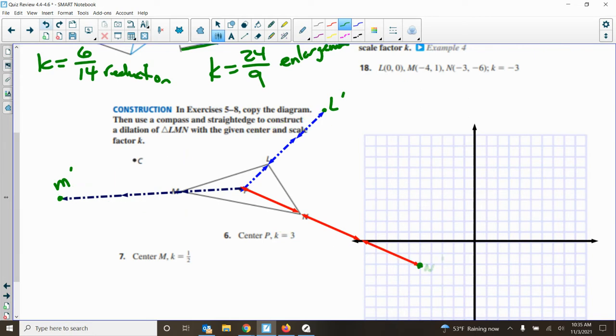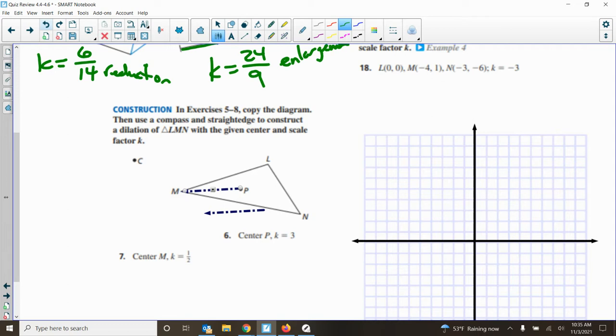Let's do number 7, kind of erase what we did here. I only have the picture drawn once. Now in number 7, notice the center point is M. And notice the K is less than 1. So point M is kind of going to be the tractor beam here. It's going to pull everything closer to it. So point M is actually going to stay put. This is going to be M prime, right? That's what always happens with the center of the dilation.